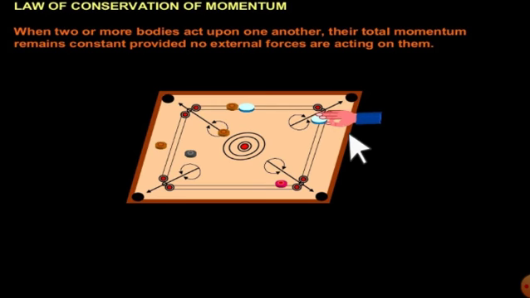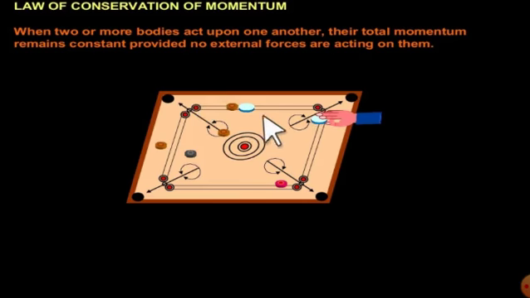You can also give the statement in another way. In an isolated system, the total momentum of the system remains conserved. When I say isolated, it means there are no other external forces acting on this two body system.